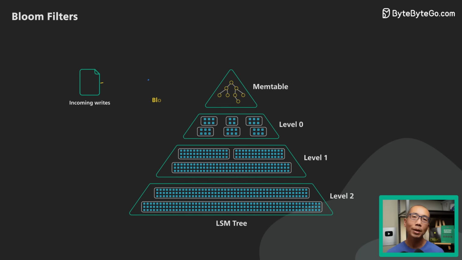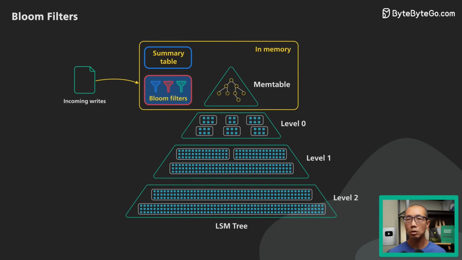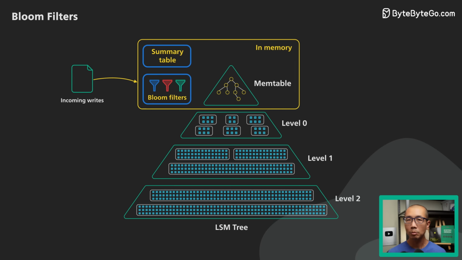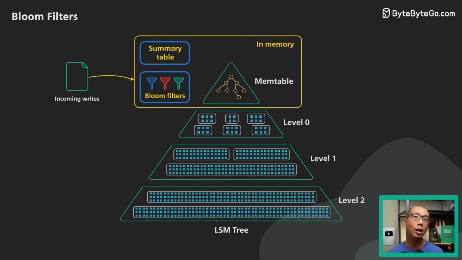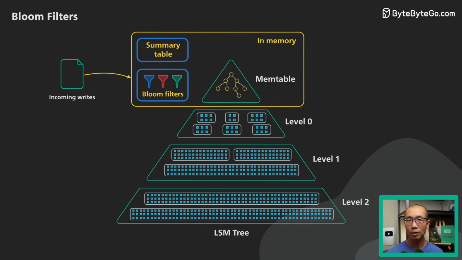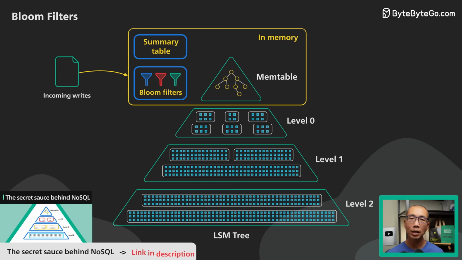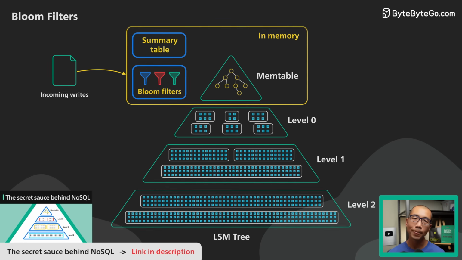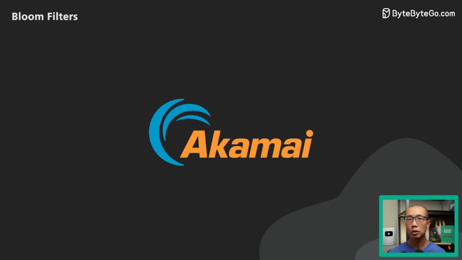Many NoSQL databases use Bloom filters to reduce the disk reads for keys that don't exist. With an LSM tree-based database, searching for a key that doesn't exist requires looking through many files and is very costly. If you would like to learn more about how the LSM tree works, check out this video in the description below.